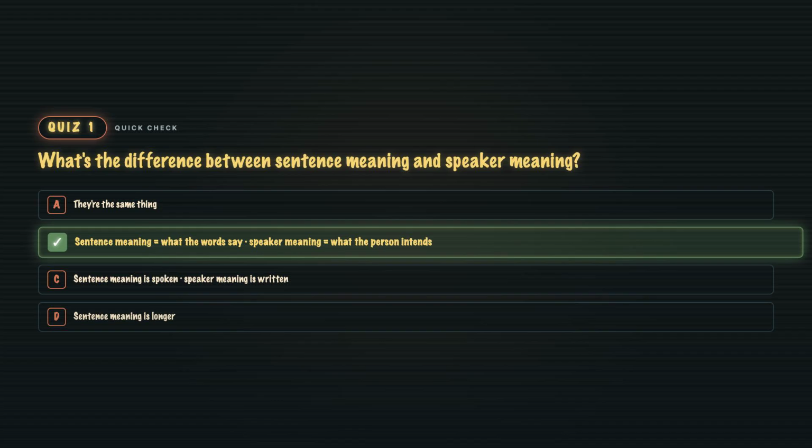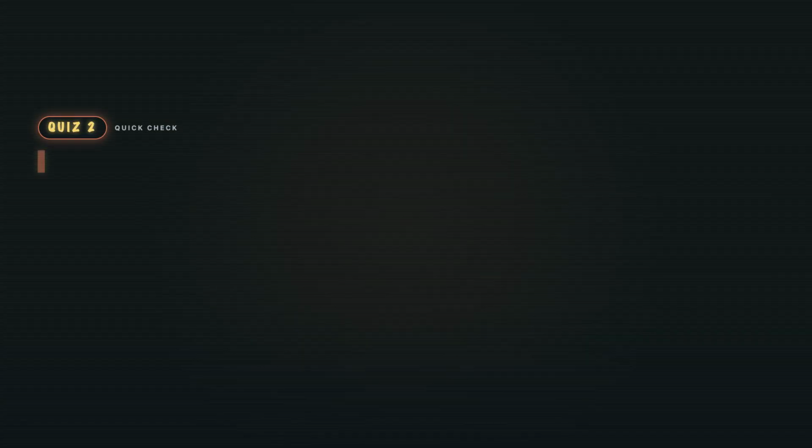B. Words versus intent. It's cold in here literally says the temperature is low, but said next to an open window it means close the window. Same sentence. Different speaker meaning. Grice made the split. Semantics studies the first. Pragmatics studies the second.